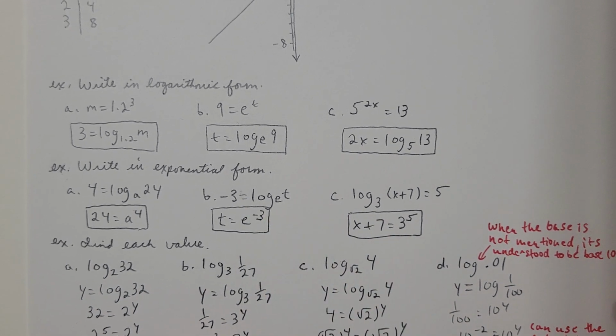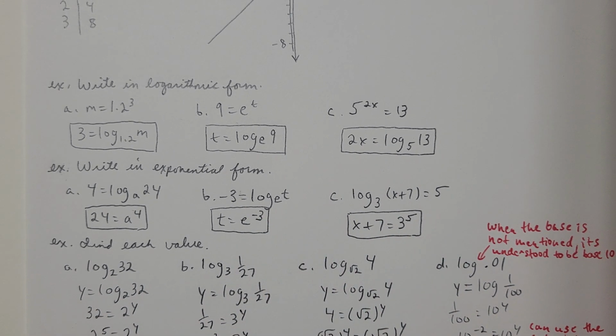About part B. -3 equals log base e of t. E, again, meaning the number e. So what does that look like in exponential form? Well, t is the x value. Okay, so t equals e is the base and -3 is the y value. So t equals e to the -3rd power.